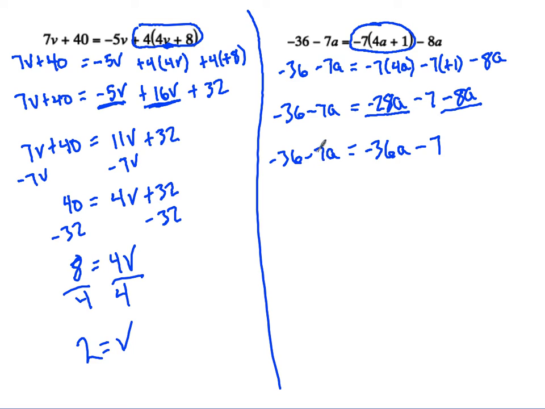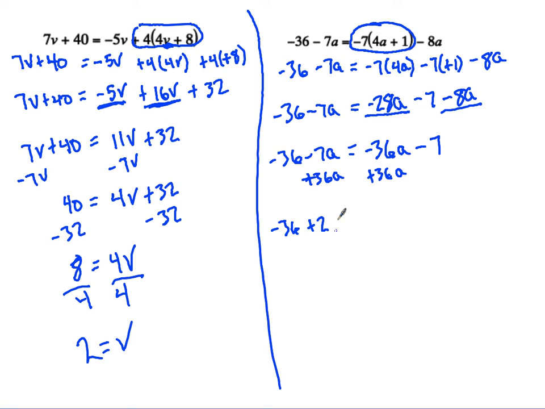Okay, so now I look at my variable terms. Do I want to add 7 or do I want to add 36? Well, if I add 7, adding 7 sounds easier, but if I add 7, it's going to still be a negative variable. I don't like negative variables, so I'm going to add 36. Add 36a. That'll make my variable a positive term. So I would have negative 36 and negative 7a plus 36a would be plus 29a. Positive 29a.